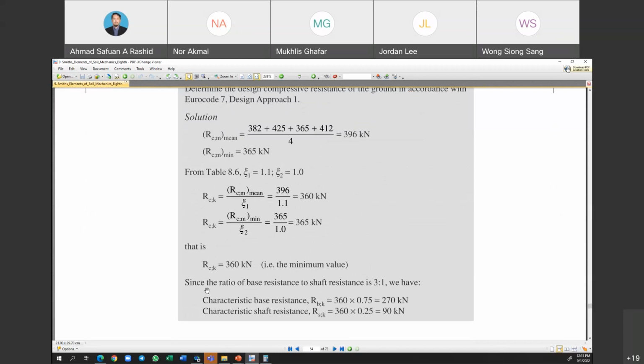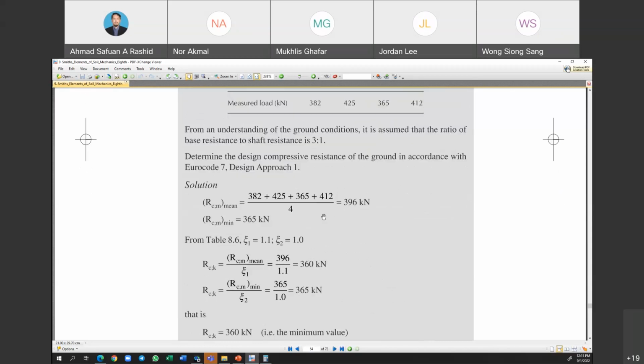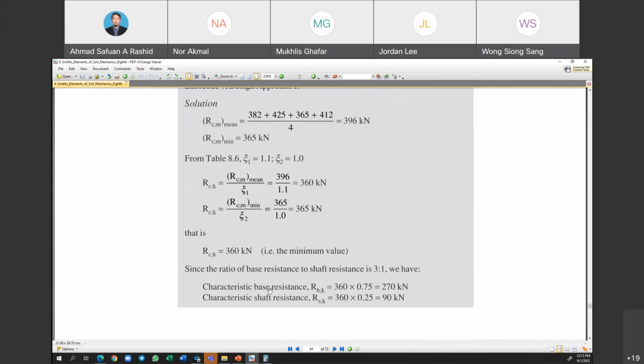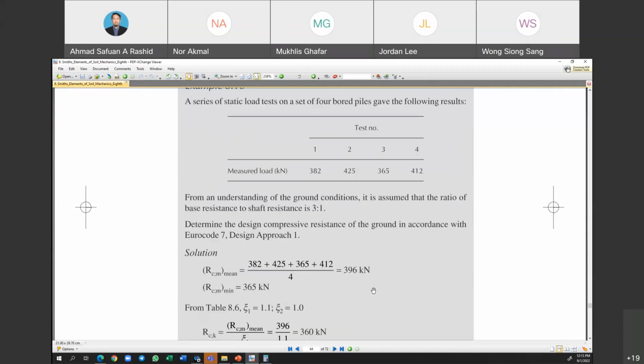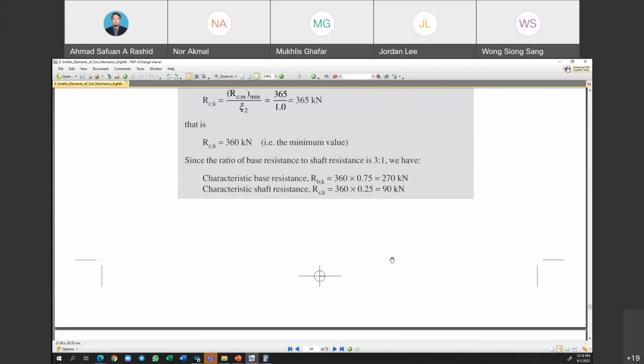Since the ratio of base resistance to shaft resistance is 3 to 1, which has been discussed here, 3 to 1 means that the total is 4. So 75% comes from the base and 25% comes from the shaft resistance. So then 270 is from the base and 90 is from the shaft.